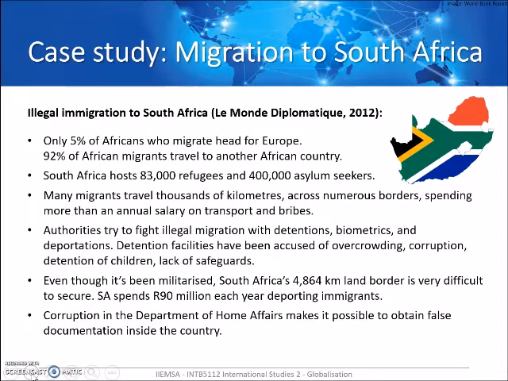But obviously, a lot of illegal immigration also manages to stay because of corruption in the Department of Home Affairs that makes it possible to obtain false documentation, false permits to stay, false permanent residencies as well, right? So these are just some data with regards to illegal immigration to South Africa. There's obviously much more that you can research about.